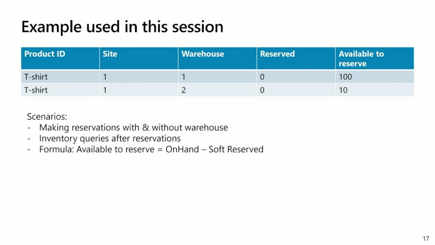We'll be going through the following scenarios. Firstly, we will make a comparison of how we are making reservations with and without warehouses. And with each of these reservation mechanisms, we'll be using inventory queries after reservation to see how the data partition rule will affect the query behavior. The formula we are going to use is: available to reserve equals the initial on-hand quantity we added for these two warehouses, minus the soft reserve quantities.